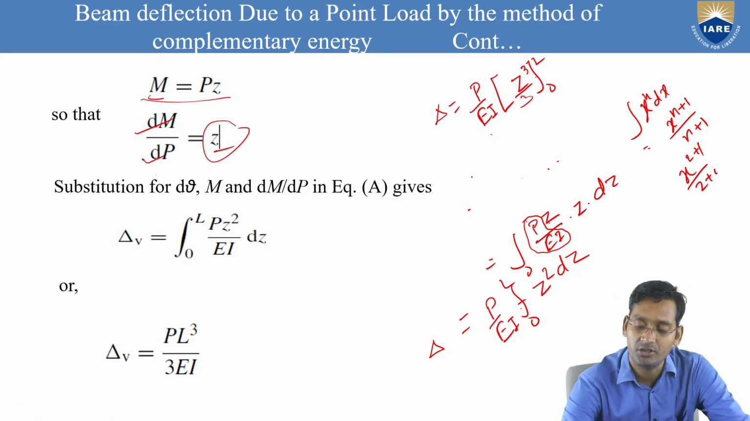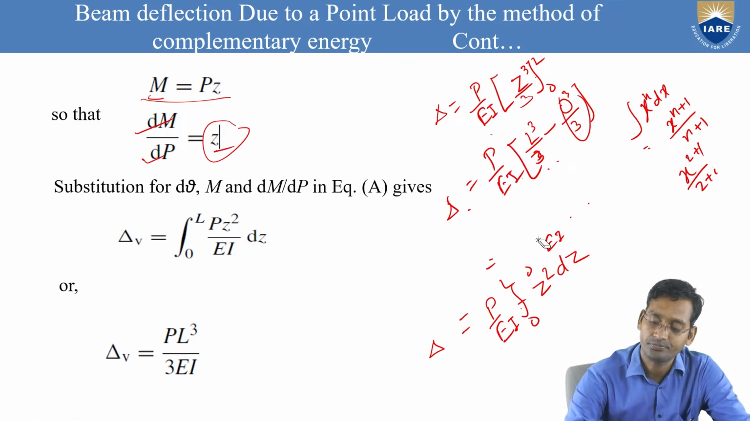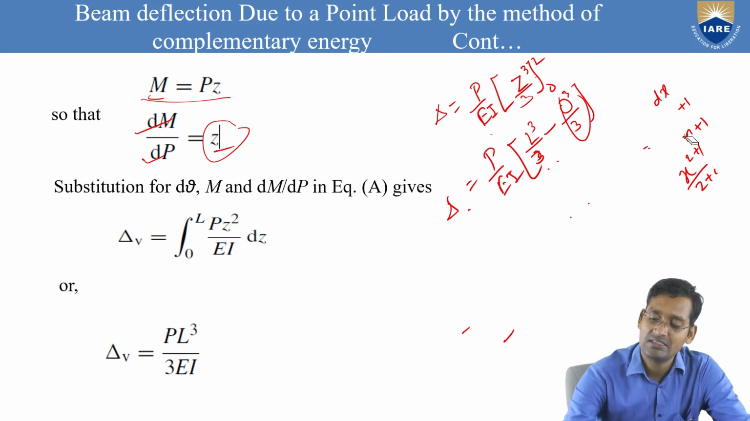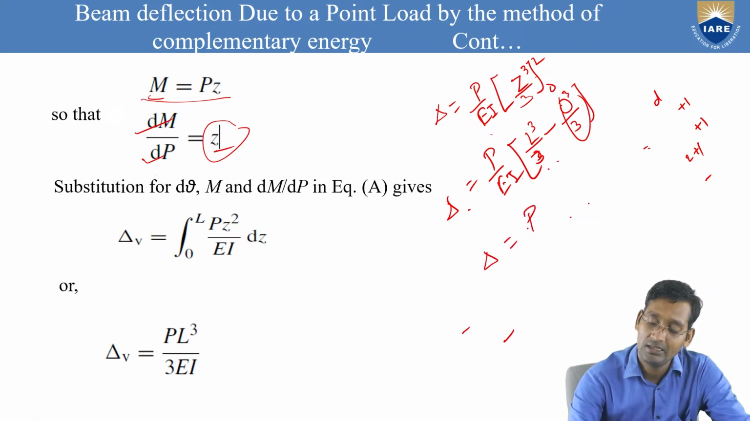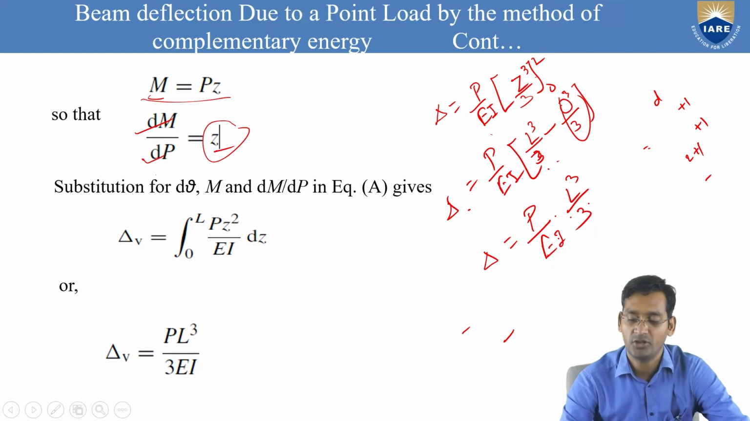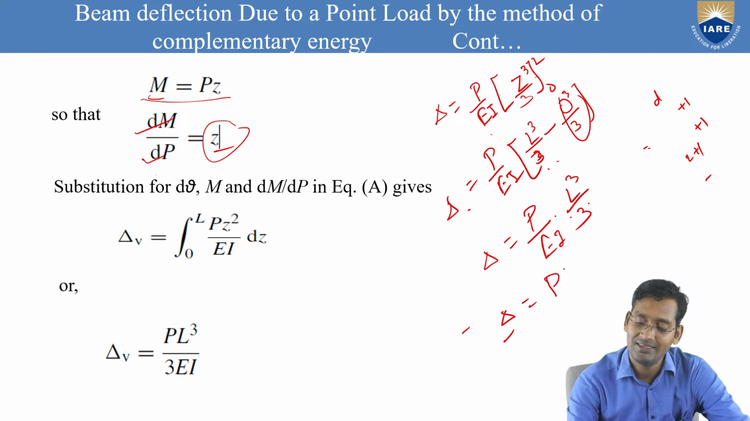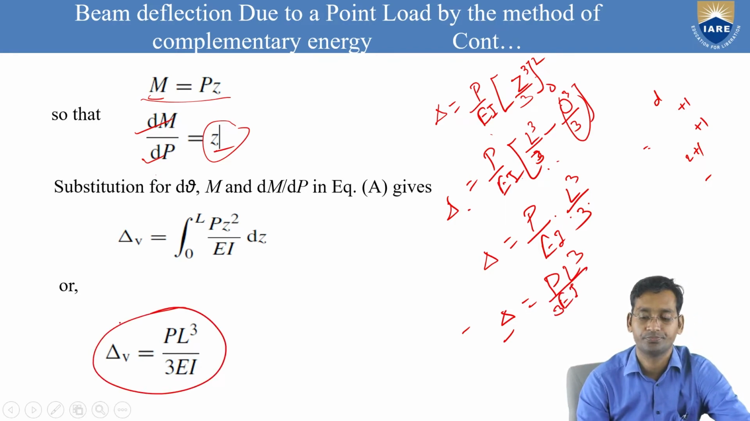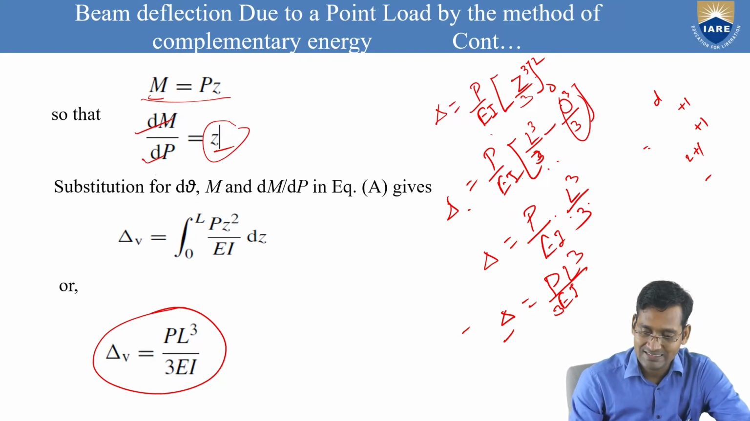Now we put the limits here. Delta equals P by EI into, z replaced by L, L cubed by 3 minus, once we put 0, 0 cubed by 3, which is 0. So delta equals P by EI into L cubed by 3, or simply delta equals PL cubed by 3EI. Clear? Let's see once again.